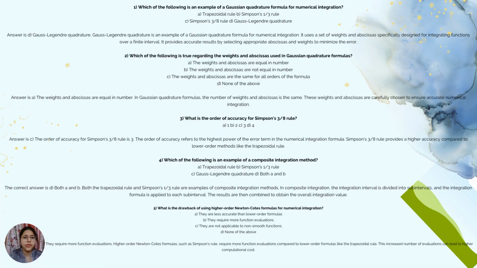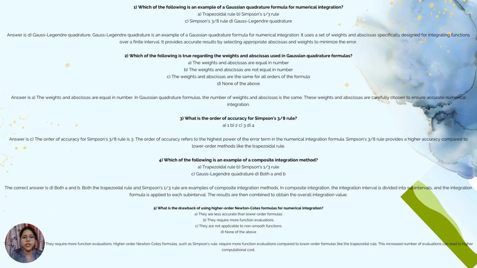Question number 1: Which of the following is an example of a Gaussian quadrature formula for numerical integration? A. Trapezoidal rule, B. Simpson's 1/3rd rule, C. Simpson's 3/8th rule, and D. Gauss-Legendre quadrature. Answer is D. Gauss-Legendre quadrature is an example of a Gaussian quadrature formula for numerical integration. It uses a set of weights and abscissas specifically designed for integrating functions over a finite interval. It provides accurate results by selecting appropriate abscissas and weights to minimize the error.